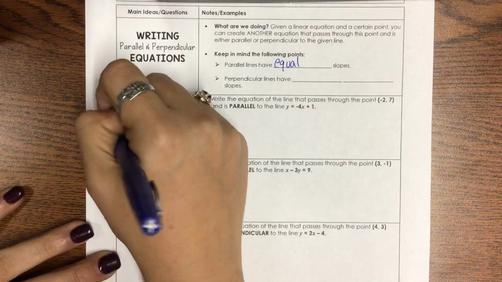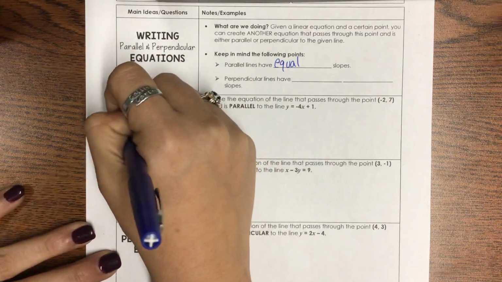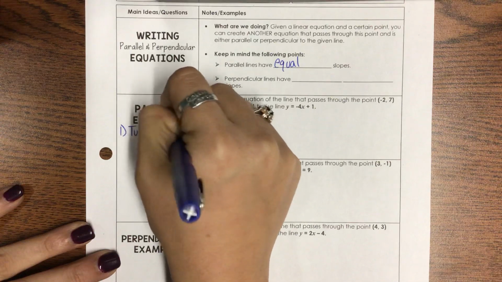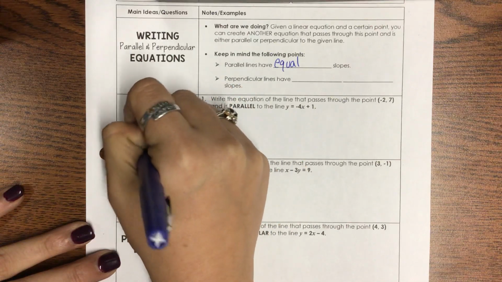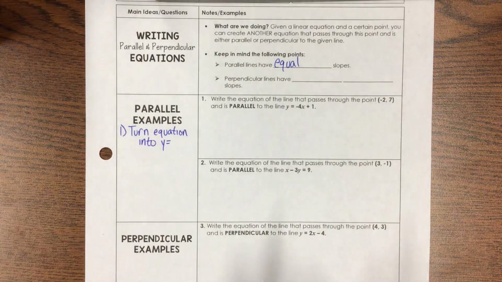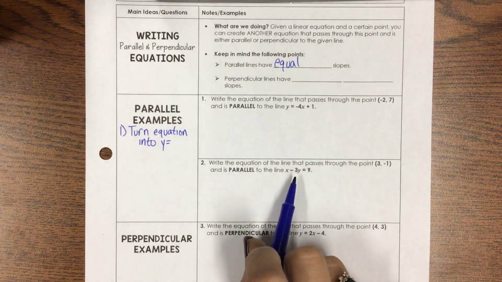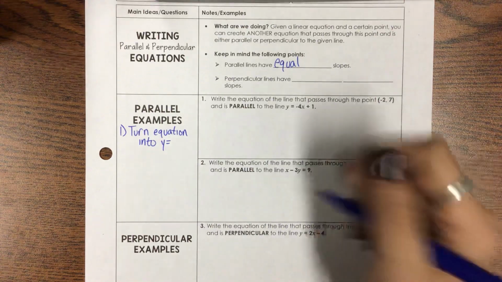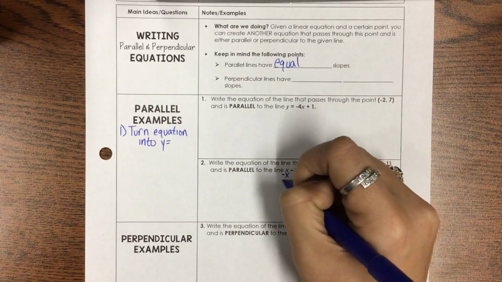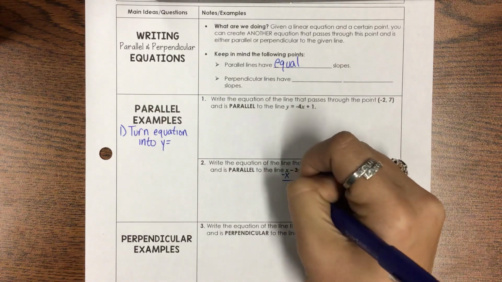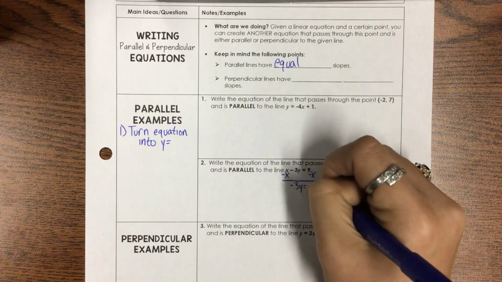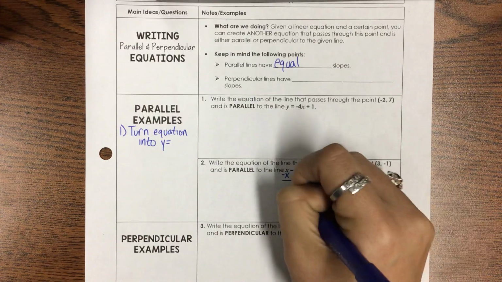When I'm working with this, the first thing I want to do is to turn my equation into y equals. So I'm going to start on number 2. I'm going to take this equation and turn it into y equals. So I need to subtract x from both sides. So negative 3y equals a negative x plus 9.